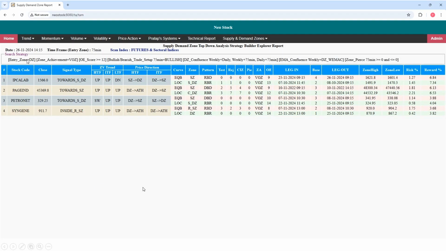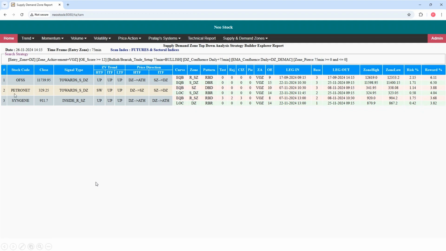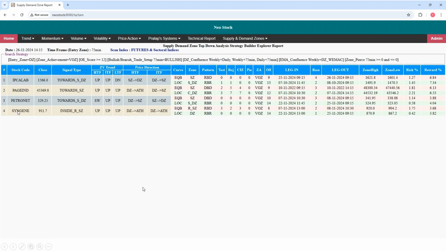Okay, on the same 26th. See, I am focusing only on the 26th report. The same 26th, there is one more stock, Page Industries. This is also a 75 minutes high liquidity zone. But see the difference between the previous one and this one. Here OFSS, Petronet and Syngene. Syngene is here, here also it is there. But anyway, I didn't select Syngene because it is just flying. Prices are not coming back. They are moving. But in the retracement, we get the trade opportunity. So that's why at present I am not focusing on that.